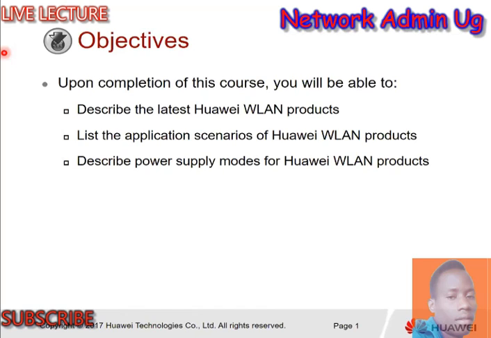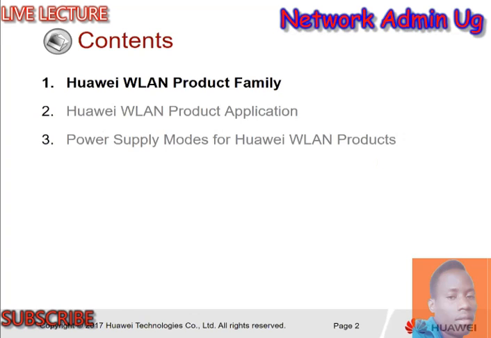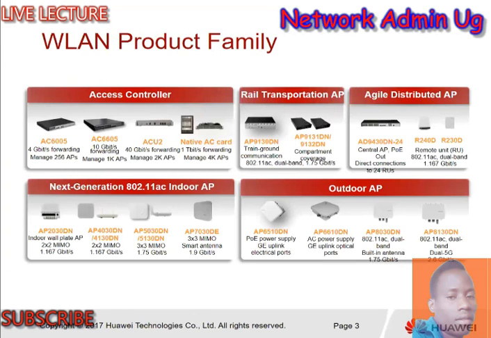So let's start with the wireless products family for Huawei. These are some of the products and devices that are ready right now on the market from Huawei as a vendor. In the wireless category, we have what we call access controllers that are used to control all the access points on a network, and also the access points themselves. These access points are divided into two categories: indoor access points and outdoor access points.